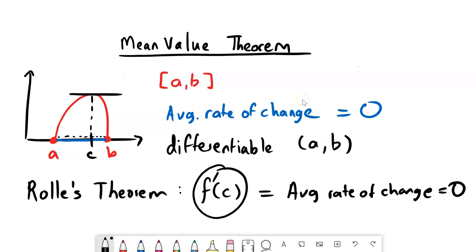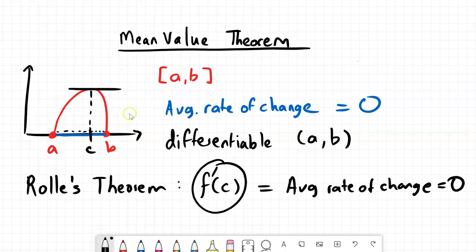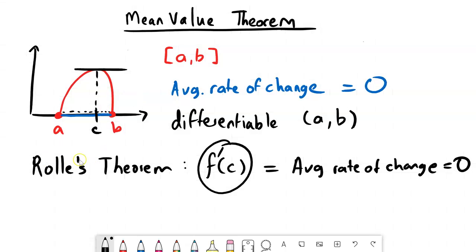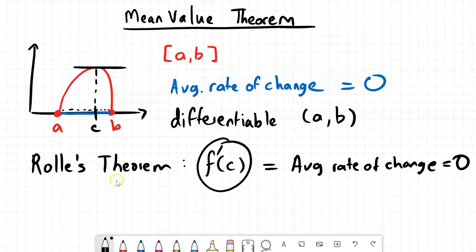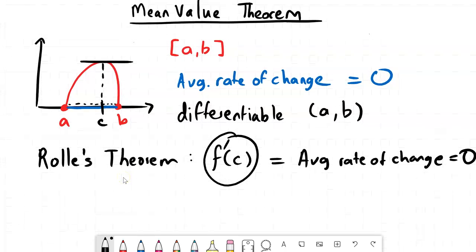So Rolle's theorem just says if you have an average rate of change of 0 between two endpoints, as long as it's differentiable within those intervals, there's going to be guaranteed at least one point where the average rate of change is equal to the instantaneous rate of change. But this is not really the full mean value theorem. This is like a weak version. So let's talk about the stronger version, which is the mean value theorem.